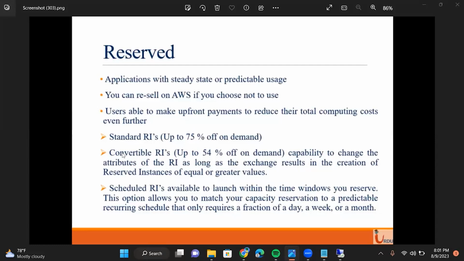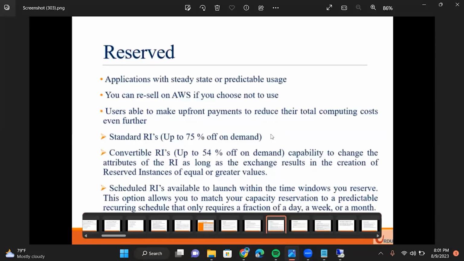In our standard reserved instance, if we are reserving a standard instance for a period of 1 year and the cost is $15,000, if we pay the full upfront amount, then we can get up to 75% off. So there is a benefit of discount if we are doing the upfront payment. If we are paying in advance, then we can get the discount benefit also.